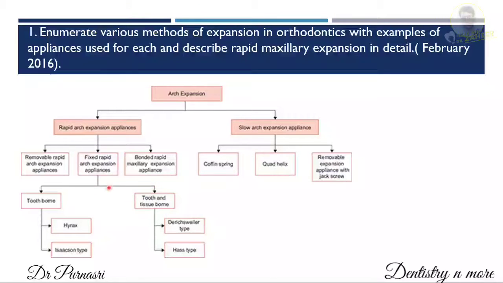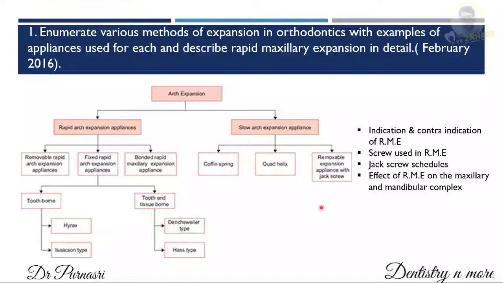Under fixed appliances we have tooth borne RME and the tooth and tissue borne. Then the examples of tooth borne are Hyrax appliance and the Isaacson type of RME. Under tooth and tissue borne we have Derichsweiler and Haas type. So you can explain in short about each of these appliances and the design of theirs. So you can write about the indications, contraindications of RME, screw used in RME, the jack screw schedule, and the effect of RME on maxilla and mandible.